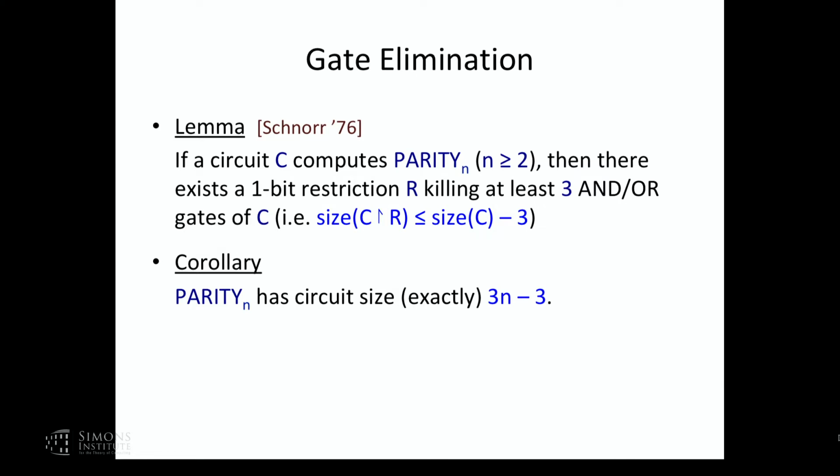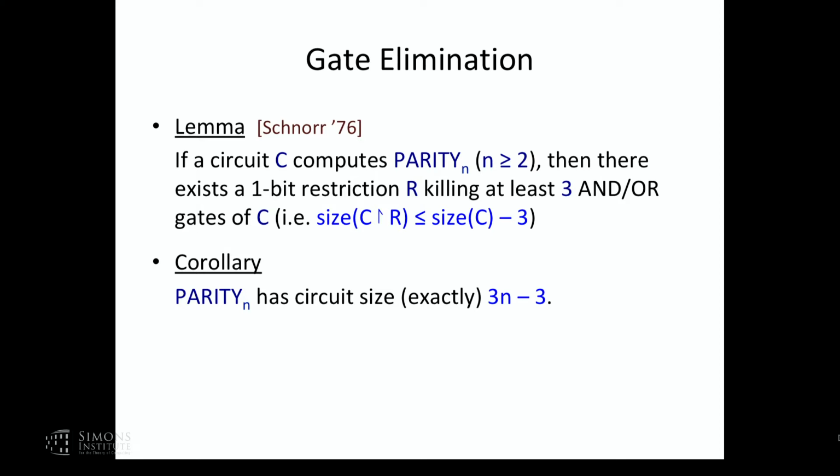Right. So, in other words, if we apply the restriction R to C, then the size decreases by at least 3. This is assuming your whole circuit is AND, OR gates, and negation, right? Yeah, right. By circuit here, I mean in the basis of AND, OR, NOT. And size does not include the NOT gates here.